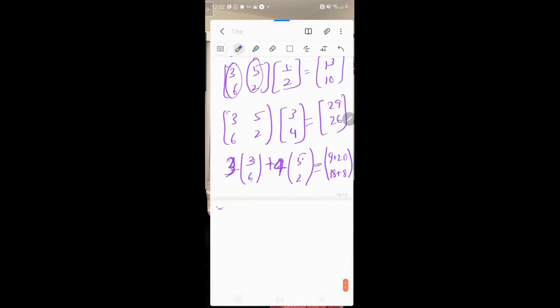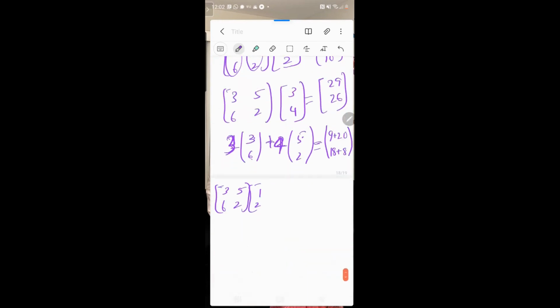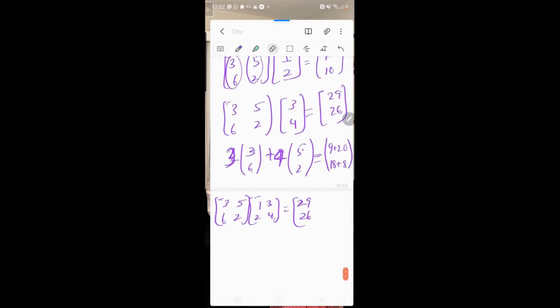So the result of multiplying these two matrices 3, 5, 6, 2 and 1, 2, 3, 4. Did I write them right? Yeah. Okay, 1, 2, 3, 4 is this new matrix where the first column is 13, 10, and the second column is 29, 26. What this means is, if I took these 2 points, which started at 1, 2 and 3, 4, and I applied this transformation, they will land at 13, 10 and 29, 26.